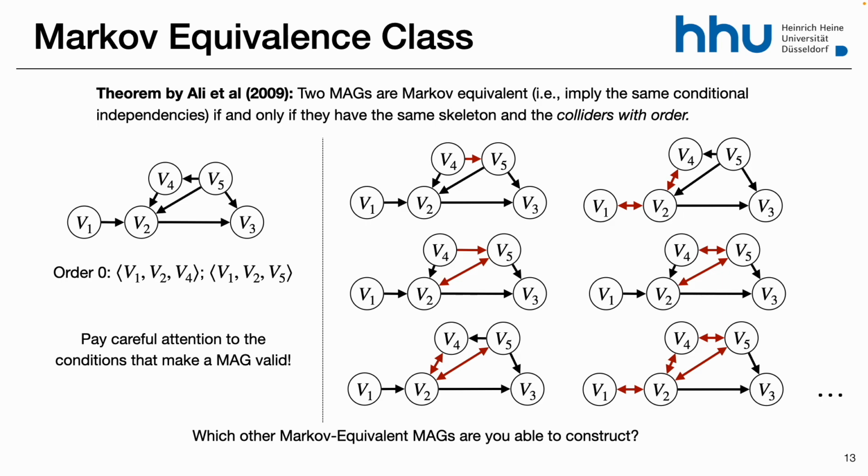Why can't you just do this? This is not a cycle. Yes, but I meant between V2 and V3. You need the bidirected edge, right? If I do this, it is a cycle. If I do this, I block, I create a collider here, and I cannot. So you cannot do this.